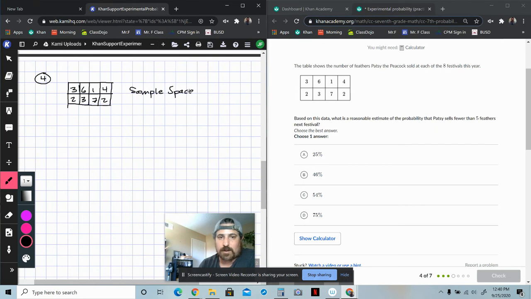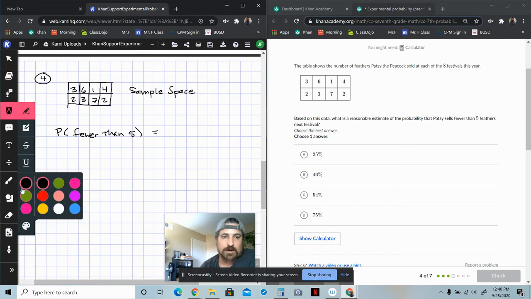Okay, total possible outcomes. Based on this data, what is the reasonable estimate of the probability that Patsy sells fewer than 5 feathers next festival? Well, each of these blocks is one festival, right? So we're looking for probability of fewer than 5. It can't be 5, it has to be less than 5, right? So let's look at the ones that are fewer than 5. Let's mark it up with a highlighter, shall we?